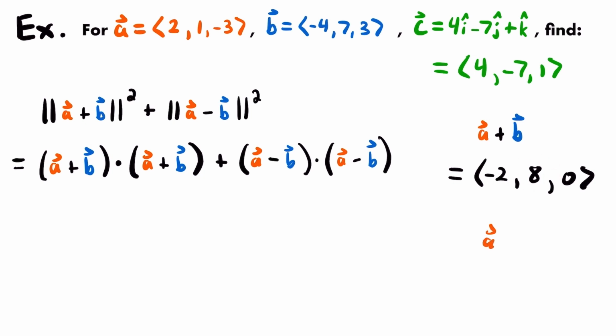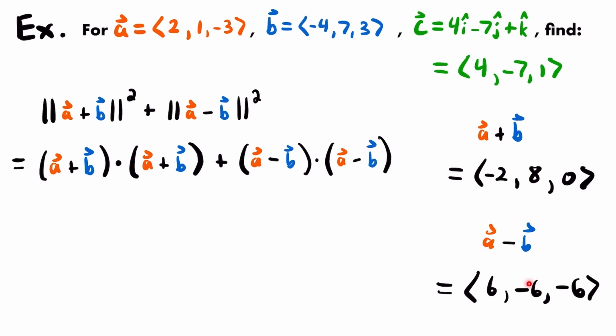Now let's find vector A minus vector B. That's going to be equal to the vector where we subtract the corresponding components. So we'll subtract the components of vector B from vector A. So we'll have 2 minus negative 4, and that will be the same as 2 plus 4, right? If you're subtracting a negative number, it's the same as adding the absolute value of that number. So 2 minus negative 4 is 2 plus 4, which is 6. And then we'll subtract the y component. So we have 1 minus 7, which is negative 6. And then we'll subtract the z components. So we'll have negative 3 minus 3, which is also negative 6.